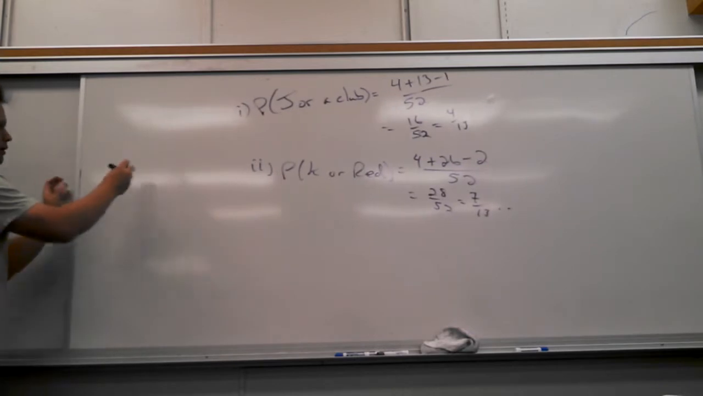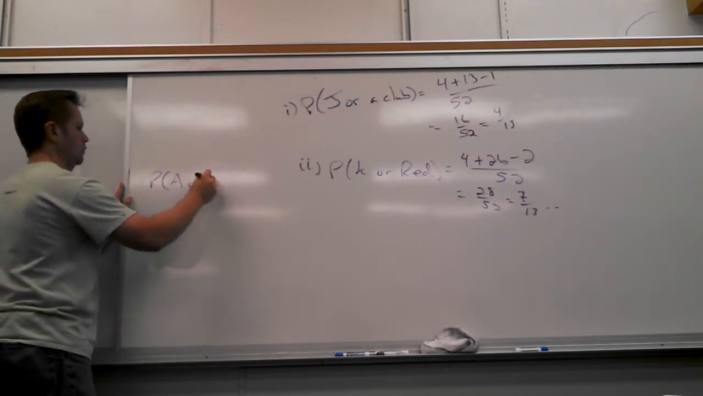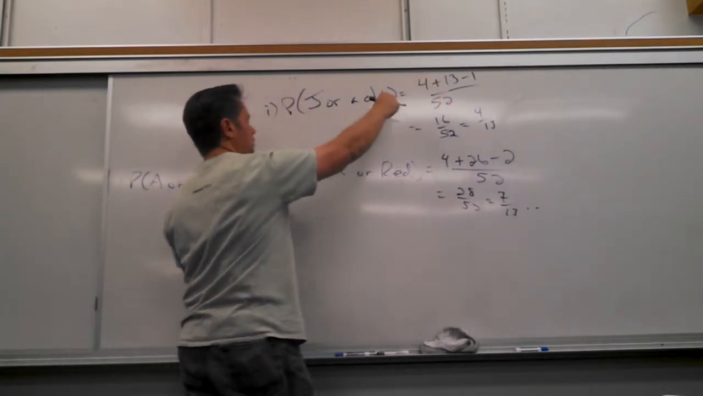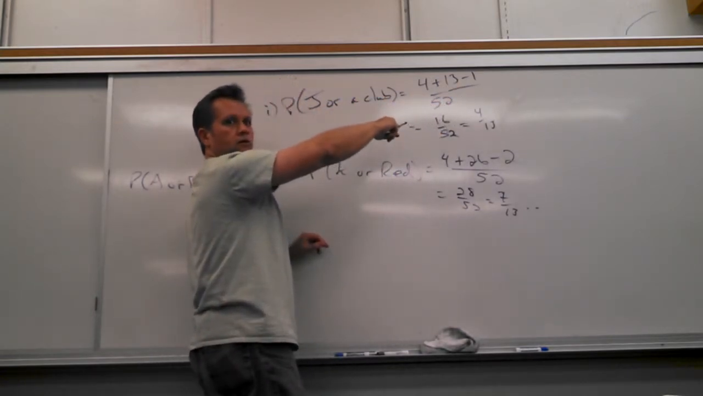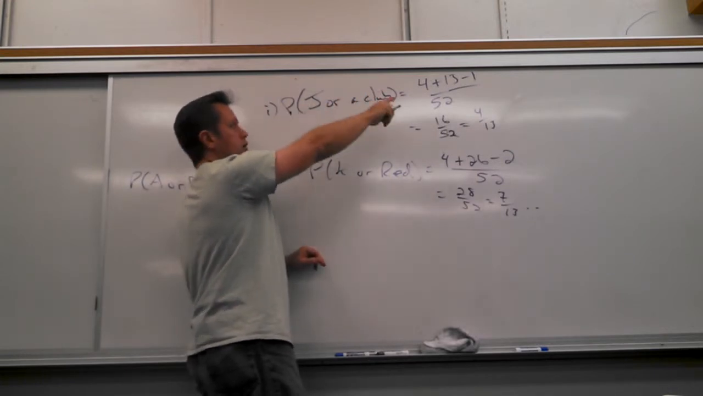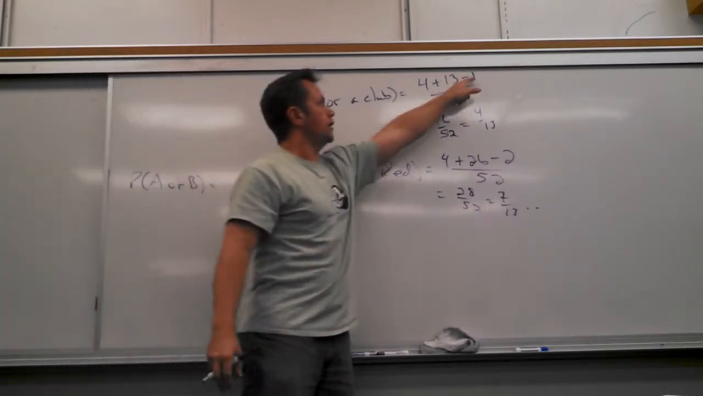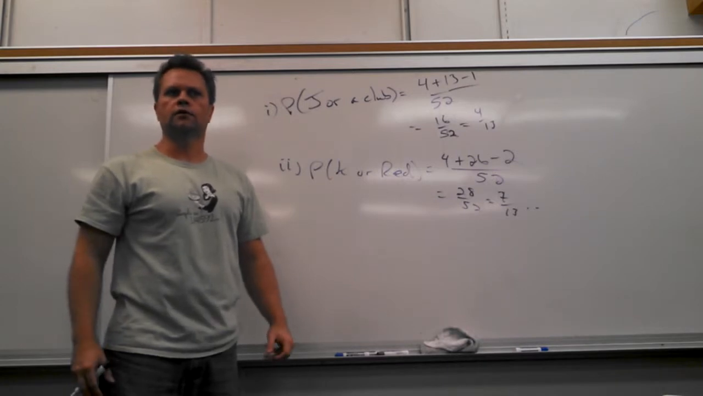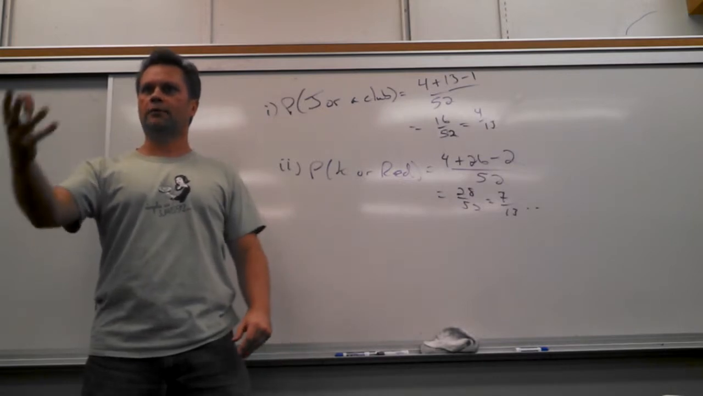So I want to make a formula out of this. The probability of A or B. It's the probability of A. What's 4 out of 52? That would be the probability of a jack. What's 13 out of 52? That's the probability of a club, because there are 13 clubs out of 52 cards. And what's 1 out of 52? That's the one card that is a jack and a club. And there's the word "and." I like it when it just happens.